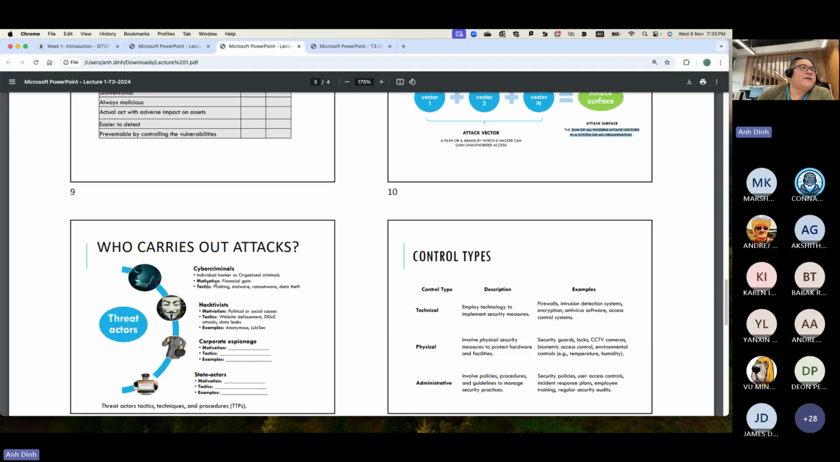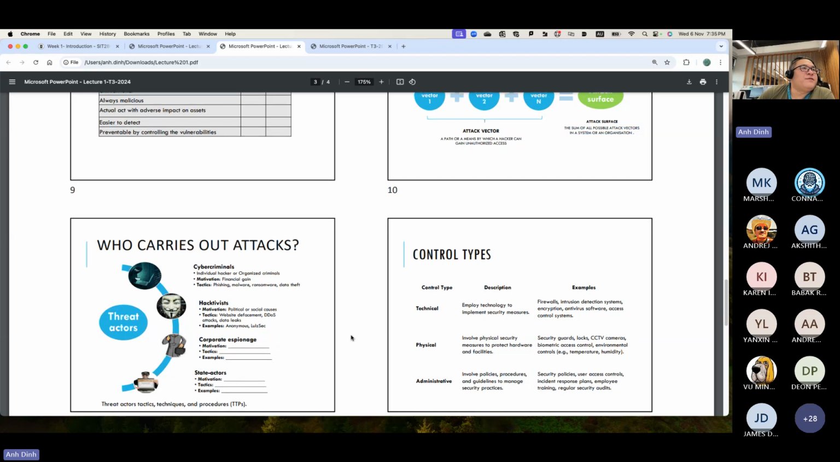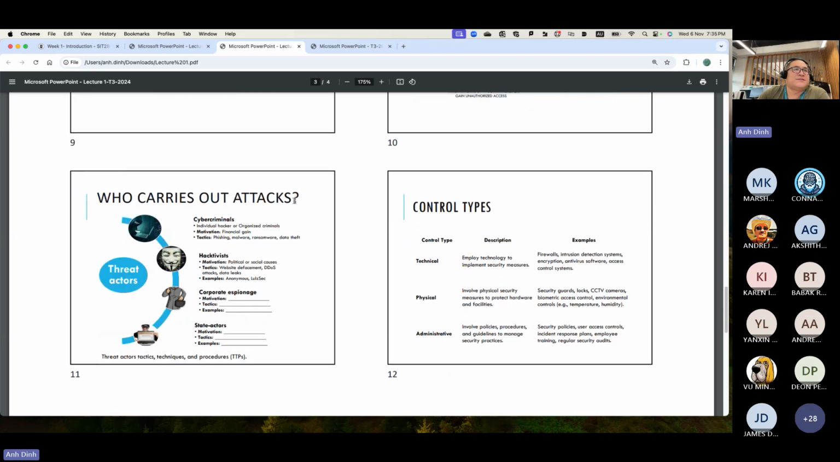Right, and so the next topic is who carries out this attack. Okay, we have a lot of fun trying to model our attackers. Yeah, so what do we call threat modeling?